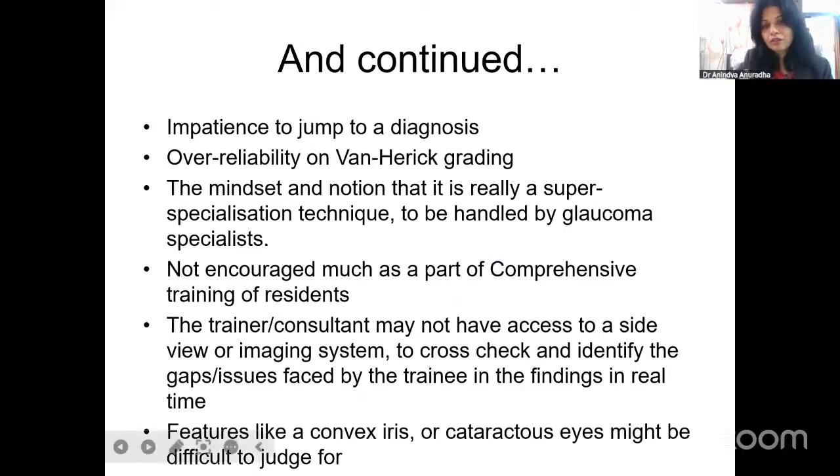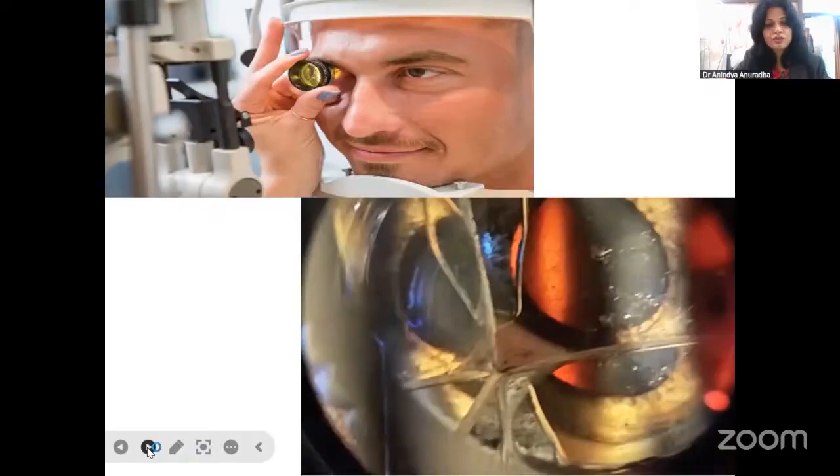And there is over-reliance on Van Herick's and impatience to jump to a diagnosis, and the mindset and notion that it is really a super-specialization technique to be handled by a glaucoma specialist. It's not actually like that. Most of the time residents are not encouraged much. The trainer or consultant does not have access to an imaging system to identify what the students are actually noticing and where the difficulty is that they are facing. Obviously the management has to look forward and provide an imaging system for the gonioscope. And features like a convex iris are difficult for the specialist also, so nothing big.